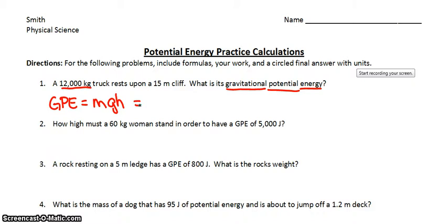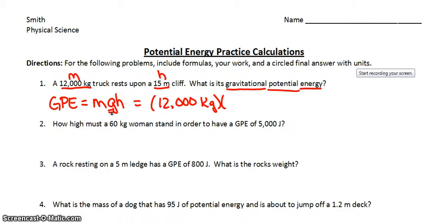So 12,000 kilograms, what is that? That is a mass. Rests upon a 15-meter cliff. What is 15 meters? That is a height. Oh, there's some good information. So M, mass, we just said was 12,000 kilograms. We know our height is 15 meters. What about G? Our problem didn't give us G. How am I supposed to figure this out?